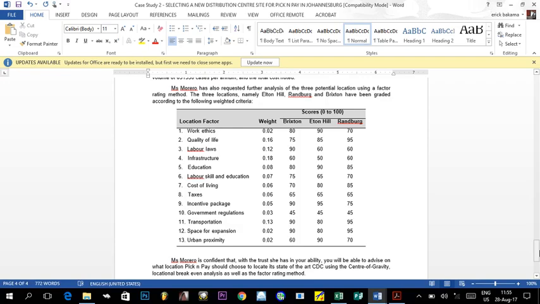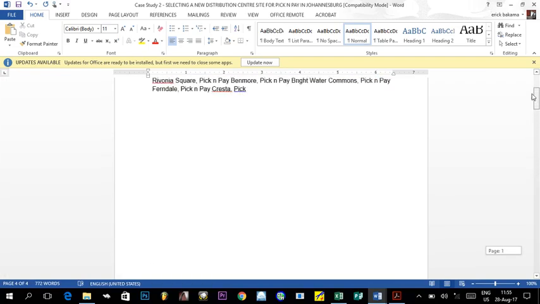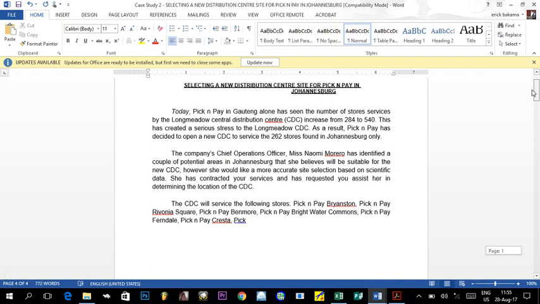Without taking too much time, let's start with the first part of the question. In short, this is only an introduction. They are saying that today Pick n Pay in Gauteng alone has seen the number of stores serviced by the Long Meadow Central Distribution Center (CDC) increase by 284 to 540. This has created serious stress in the Long Meadow CDC.